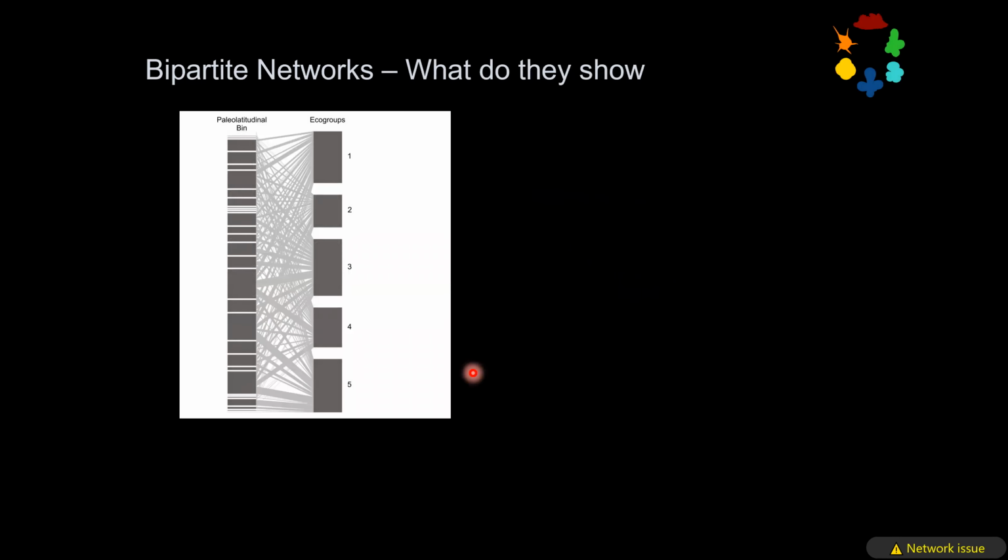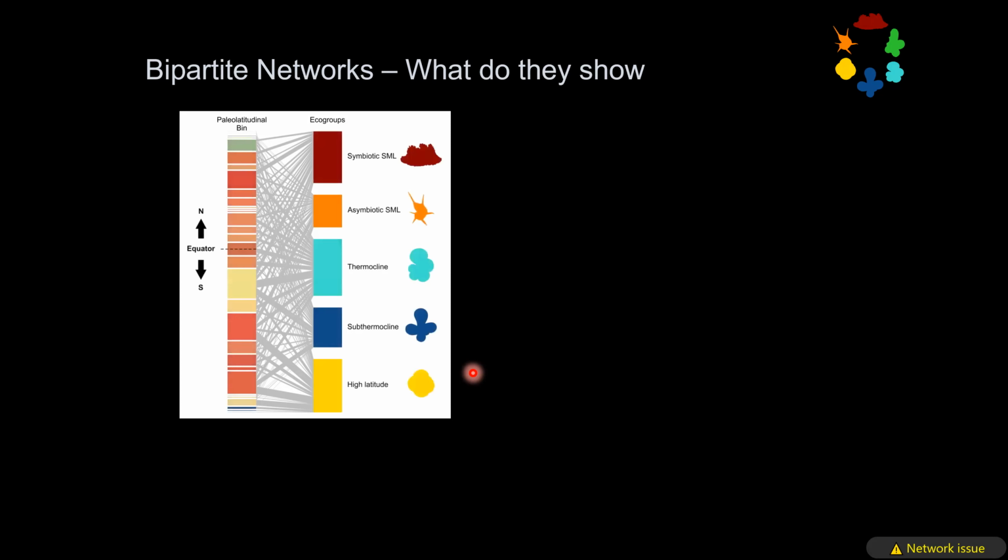So what do our Cenozoic planktonic foraminiferal bipartite networks now look like? Here is the bipartite network for the last 250,000 years. On the right, we have our ecogroups, and on the left, we have our 5-degree paleolatitudinal bins. Let's add a little more information to make it a little clearer what's going on here.